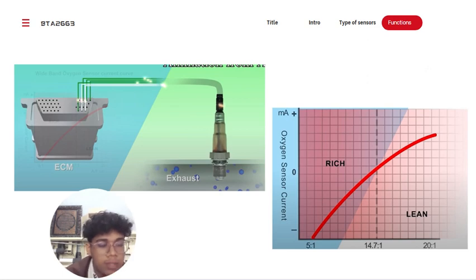We have two kinds of oxygen sensors, narrowband and wideband. Narrowband sensors can tell if the engine is running rich or lean, but they cannot tell exactly how rich or how lean the engine is running. On the other hand, the wideband sensors cover a much wider range of air-fuel ratios and can tell the ECU exactly how rich or lean the engine is running.